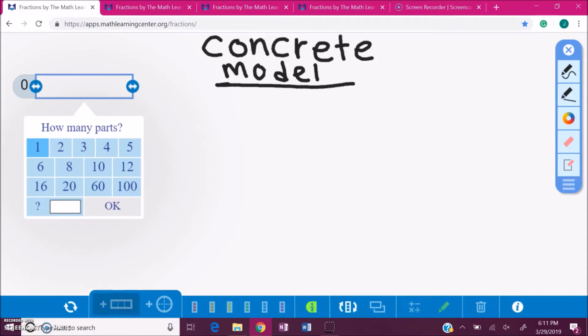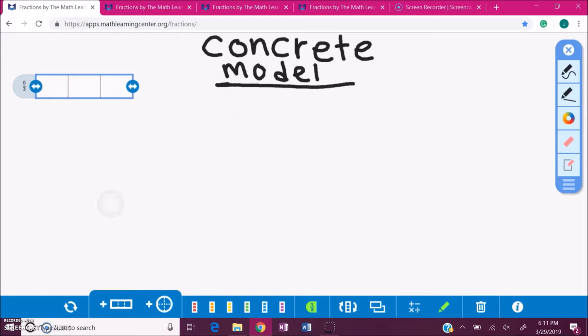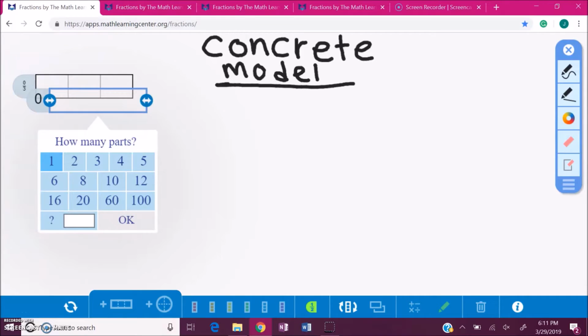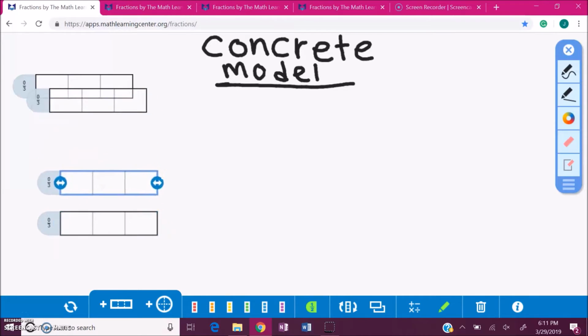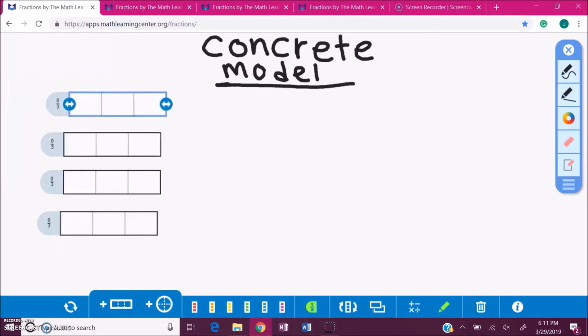First we will get 4 rectangles to represent the 4 flowers. Then we will partition each rectangle into 3 equal parts because the denominator in our fraction is 3. This lets us know that there are 3 equal parts in each whole. Next, we will shade in 2/3 for each rectangle because each flower needs 2/3 of a cup of water.